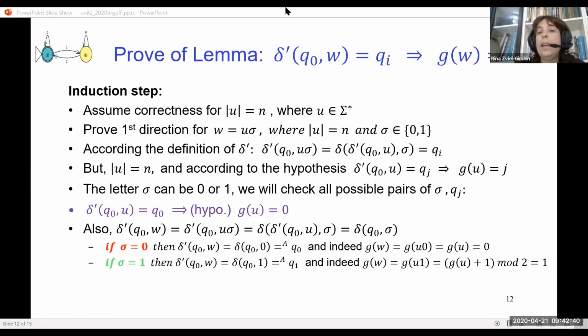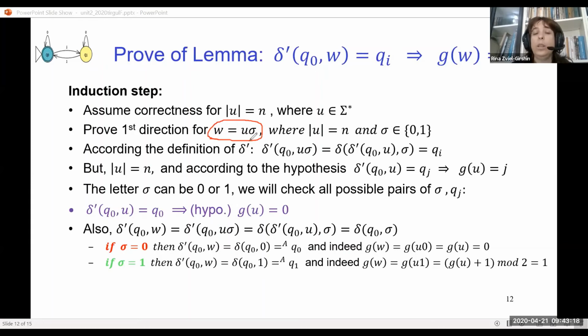Now I do the induction step, and I take a word with length n plus 1. How do I build a word with length n plus 1? I take my prefix U, which has length n, and I add an additional letter sigma. That sigma can be either 0 or 1, and we have to check both choices.